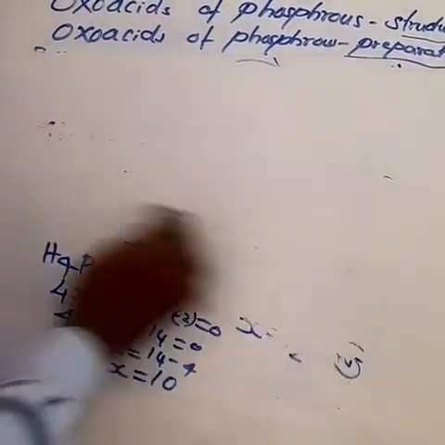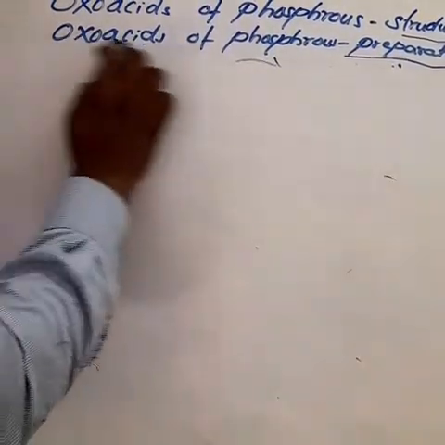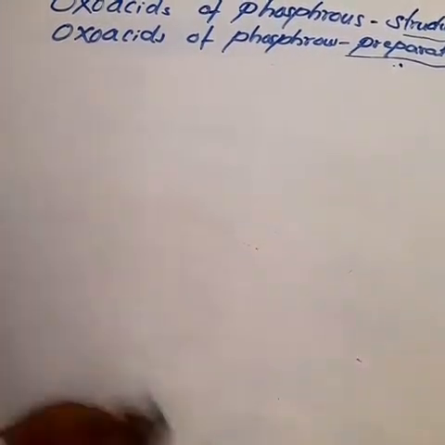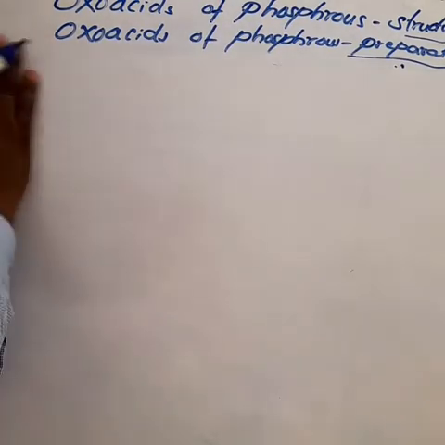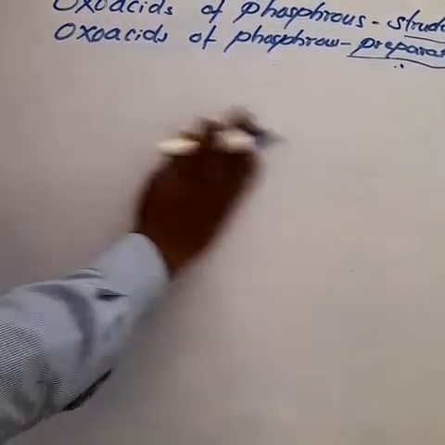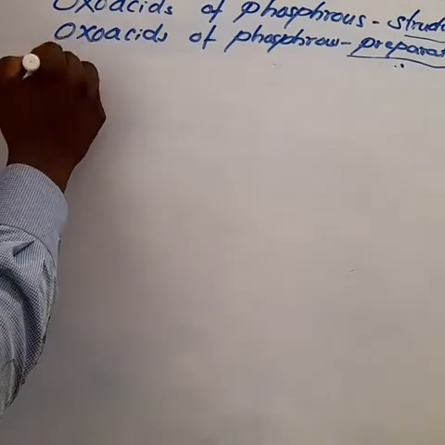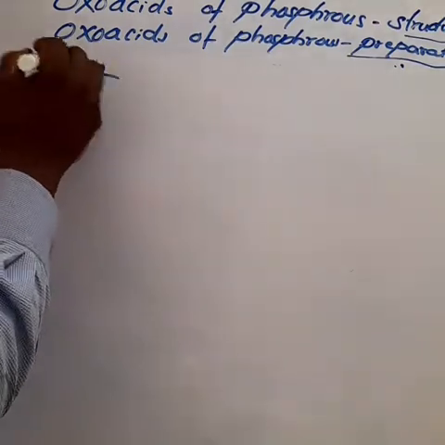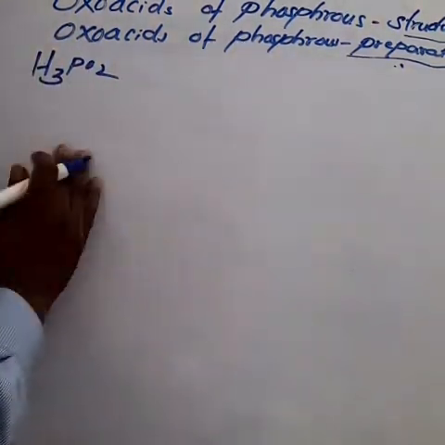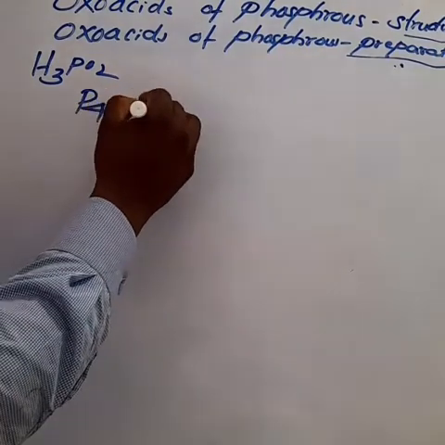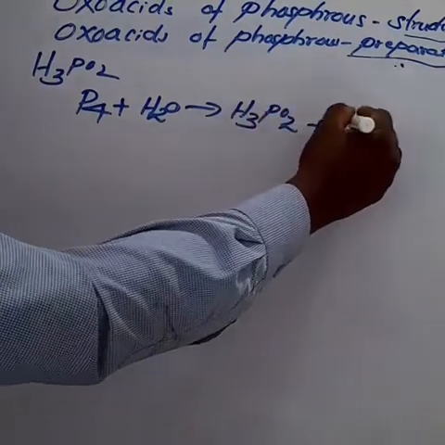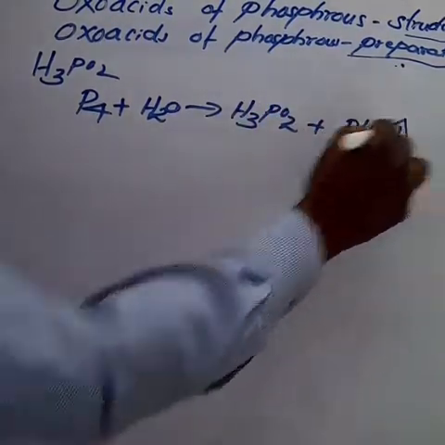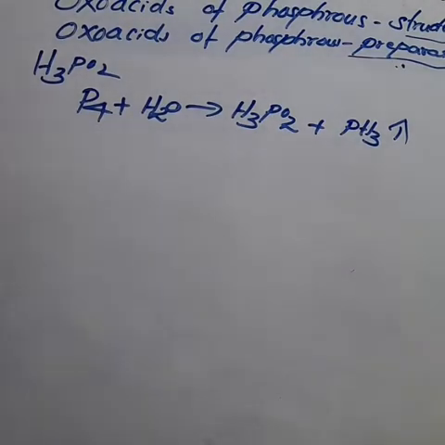Next, how can you prepare oxo acids of phosphorus? First, the preparation of hypophosphorus acid. Phosphorus, that is P4, reacts with water molecules. We get H3PO2 and also phosphine. Already we learned this equation in phosphine preparation: phosphorus reacts with water, we get H3PO2 plus PH3.